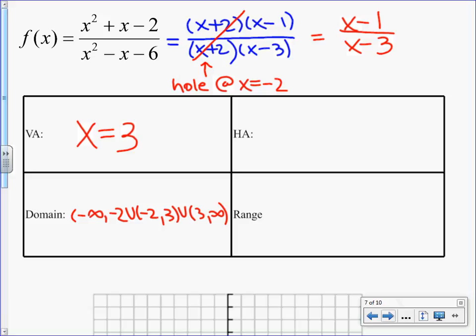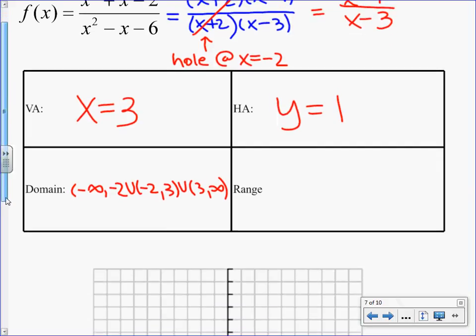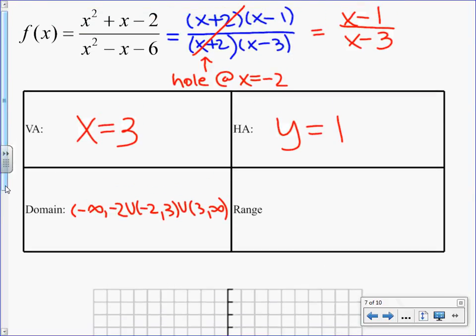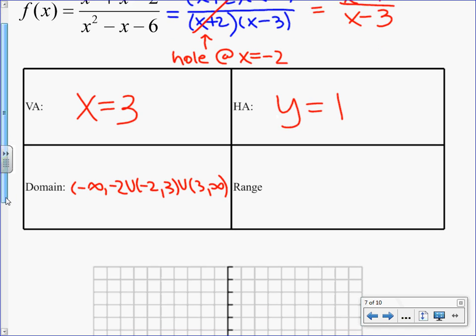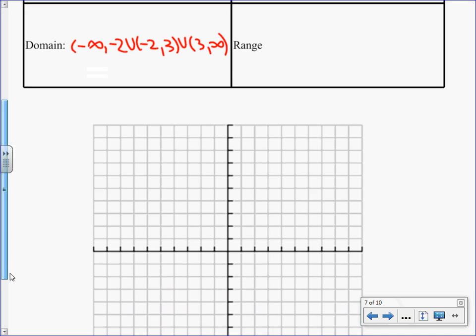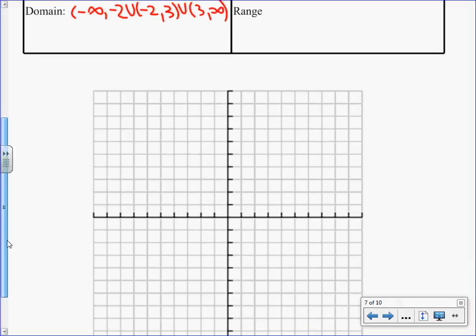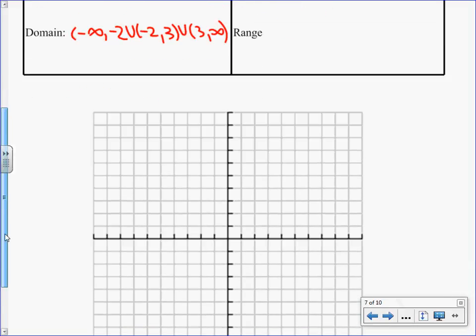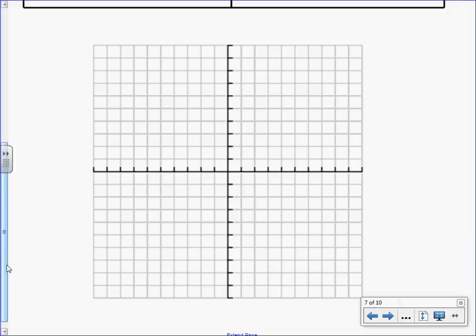Where is our horizontal asymptote? Y equals 1, right? Because we have the same degree, so we look at the ratio of the coefficients. All right, so now we're going to graph it. We have a horizontal asymptote at x equals 3. I'm sorry, a vertical asymptote at x equals 3. And a horizontal asymptote at y equals 1.